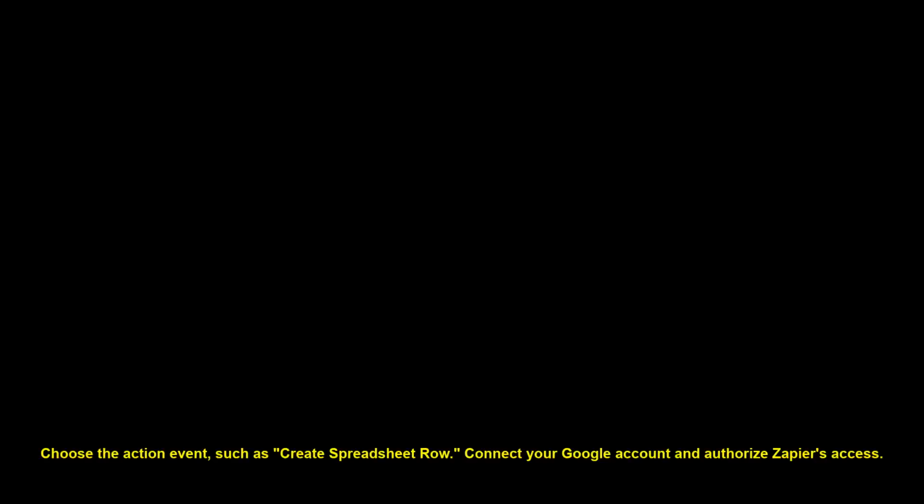Choose the action event, such as Create Spreadsheet Row. Connect your Google account and authorize Zapier's access. Customize the action by selecting the spreadsheet and specifying the columns. Map the Webflow form fields to the corresponding spreadsheet columns.